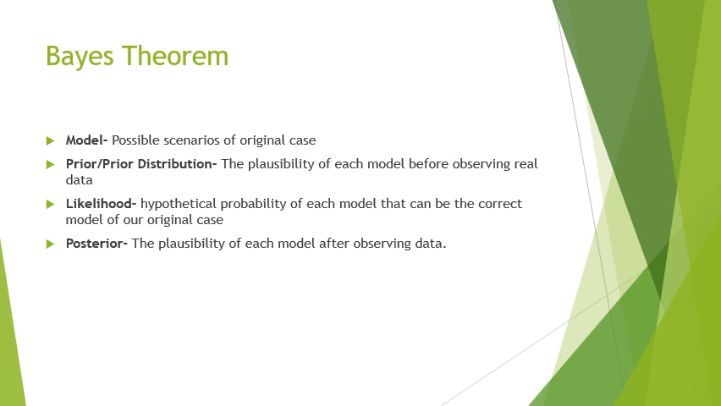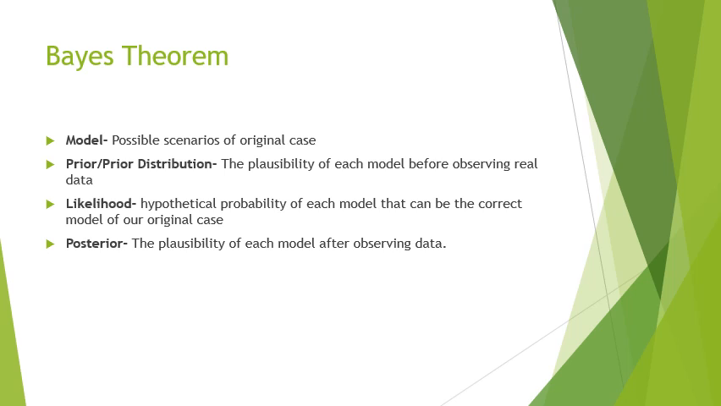The next prerequisite, and the final one I should say, is Bayes' theorem. What Bayes' theorem is about is trying to find out the most plausible model of our original case. In order for me to explain what I'm talking about, I have to first go over some terminology. The first thing is we have to know what a model is. It's pretty much we create possible scenarios of the original case that we are in.